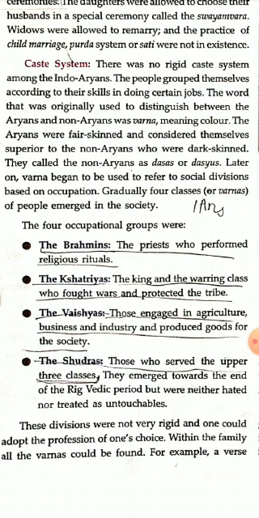The Shudras were those who served the upper three classes. They were the lowest class in the society, and they served the Brahmins, Kshatriyas and the Vaishyas. They emerged towards the end of the Rig Vedic period, but were neither hated nor treated as untouchables.